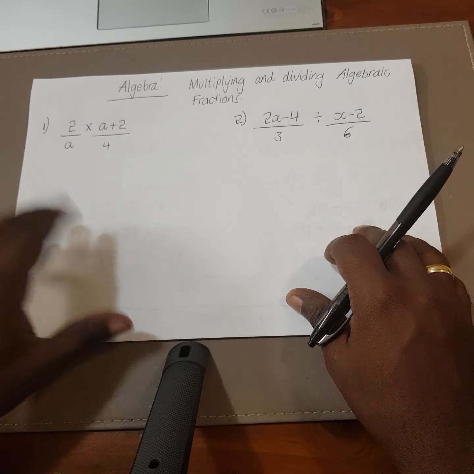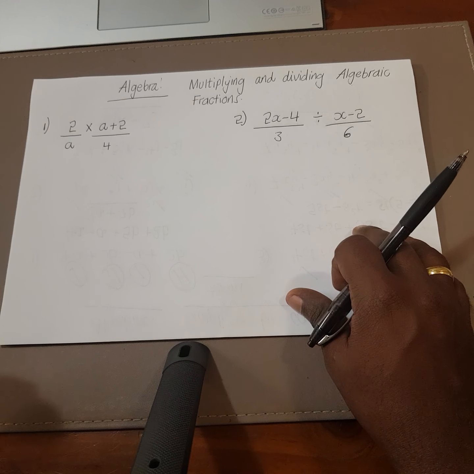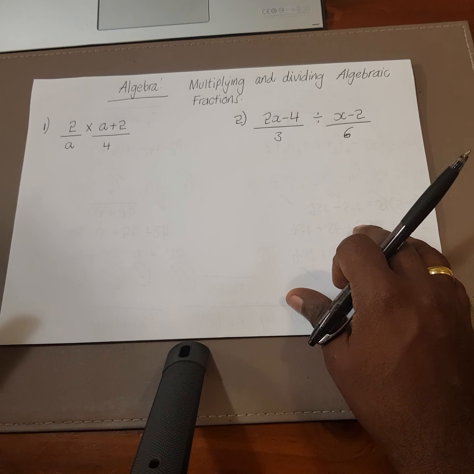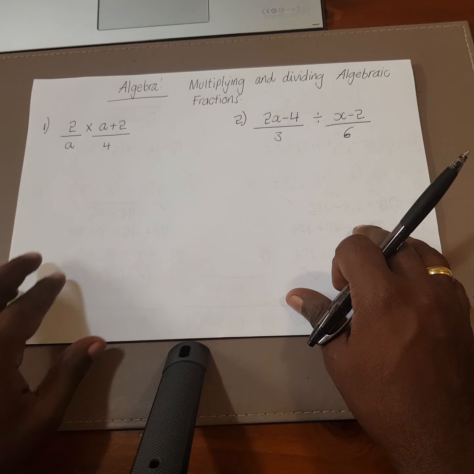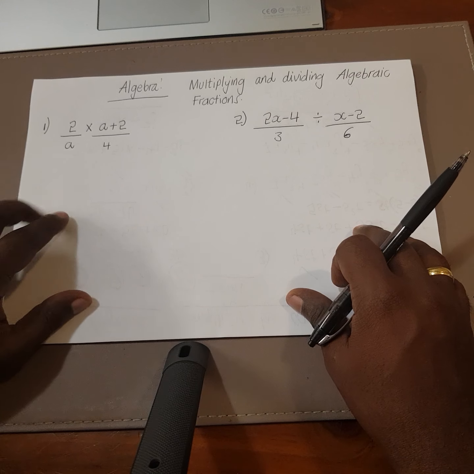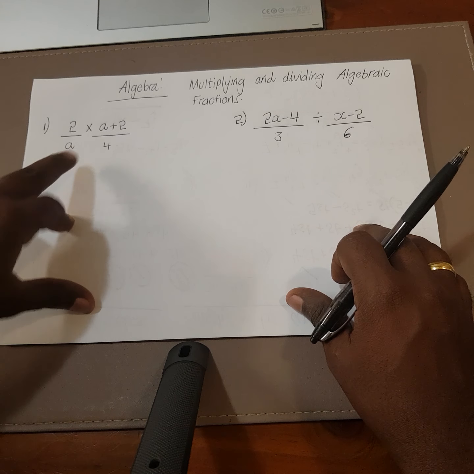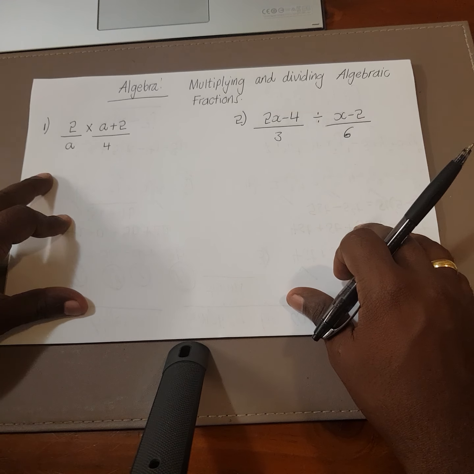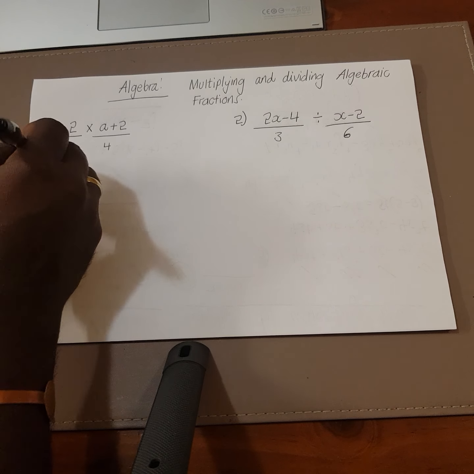All right, so just remember the first thing you need to understand when you're multiplying and dividing algebraic fractions: treat it similar to multiplying and dividing fractions involving numbers. Just like the basic fractions that you did before, when you multiply and divide them, you apply the same rule. The only difference is in these two questions, you've got algebraic expressions. So if you look at this question here, 2 over a times (a plus 2) divided by 4, you've got two methods in working it out.